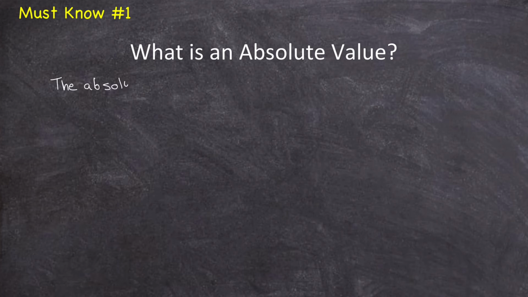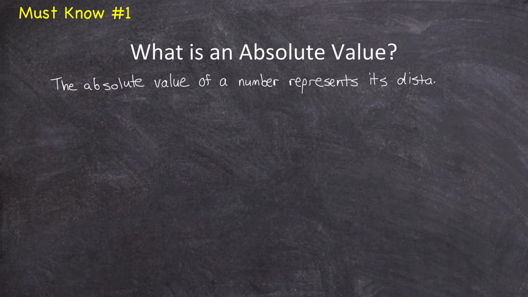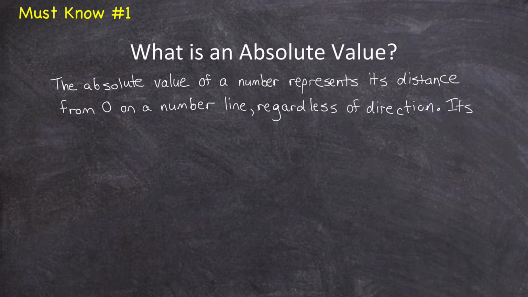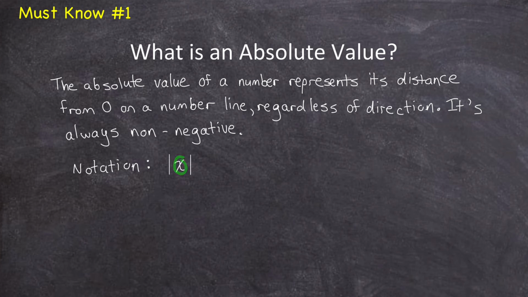The absolute value of a number represents its distance from 0 on a number line, regardless of direction. And because distance is a scalar value, the absolute value of a number is always going to be non-negative. And the notation for finding the absolute value, or what's sometimes called the modulus of a value, looks like this, where having a value between two vertical lines indicates that you're finding the absolute value of that number.